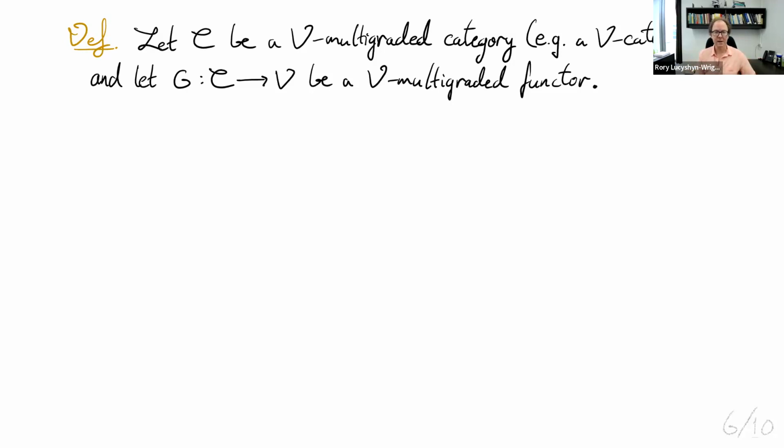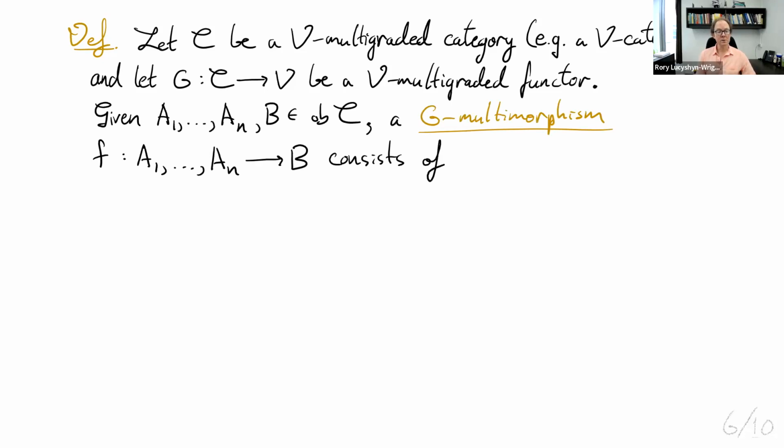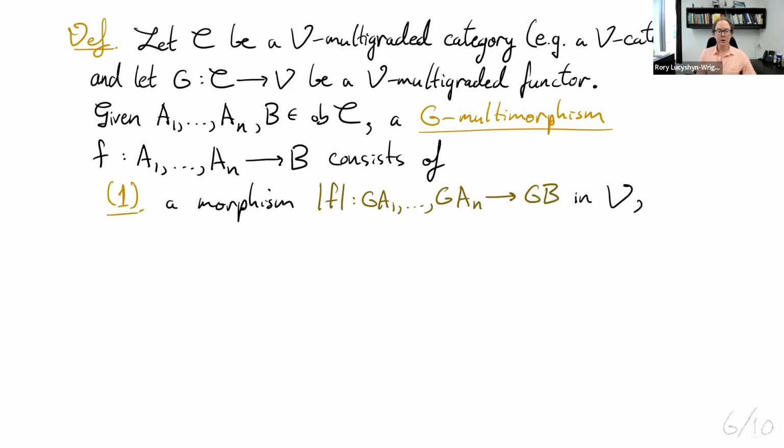Given these data, so one thing to note is that C itself is not yet a multicategory. It has more so the status of a V enriched category. But what we're going to do is describe a notion of multilinear map in C. So to do that, suppose we're given a list of objects A1 through An in C and also another object B of C. Then we'll define a G multimorphism f from the list of objects A1 through An to the object B to consist of the following data. First of all, we'll ask for a morphism, vertical bars f, down in V, going from the underlying list of objects in V to the underlying object G of B.